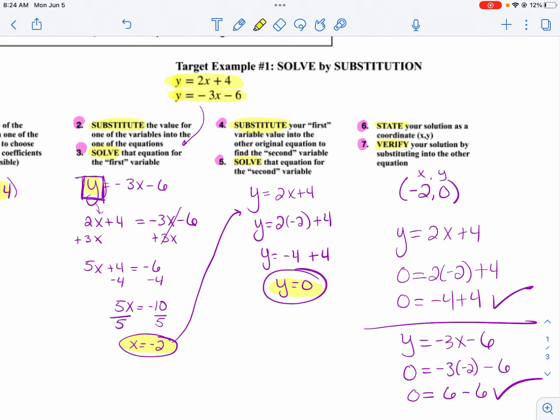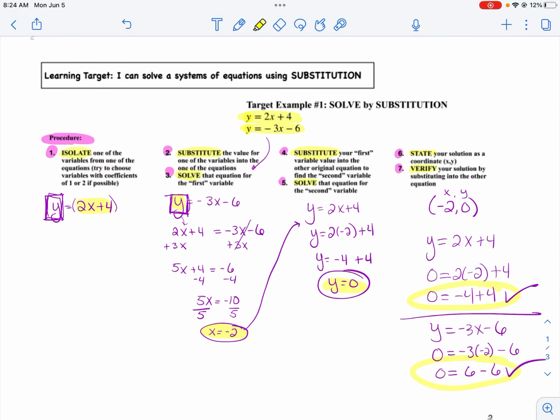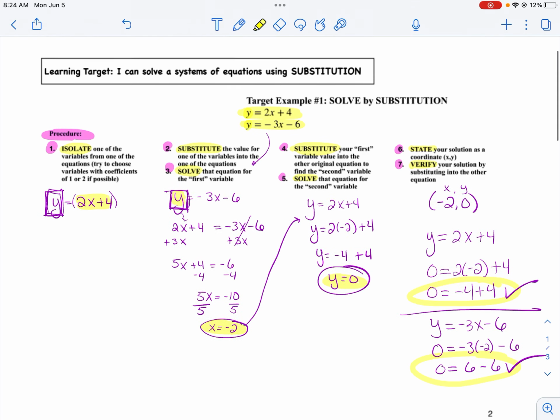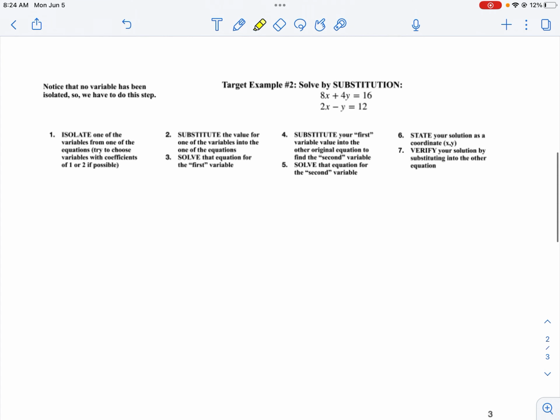We verified our solution. If one of these did not equal out, that's when it means we made a mistake somewhere, okay? So that's the first example where the equations were both already isolated for you, the variable originally. Let's look at one that's a little bit more complicated.